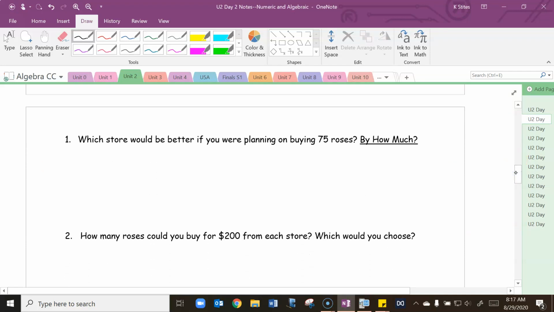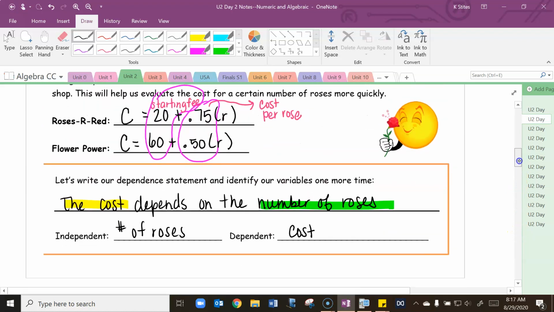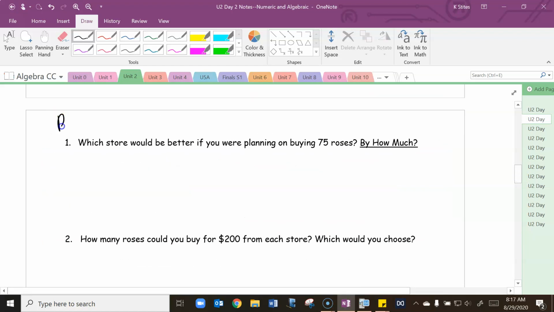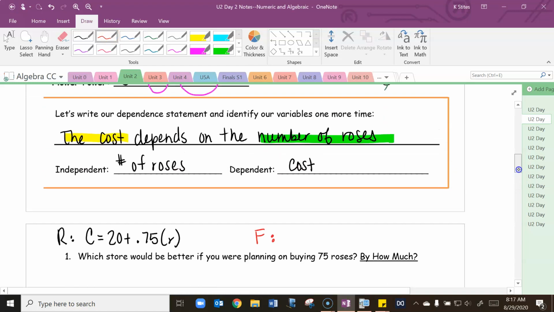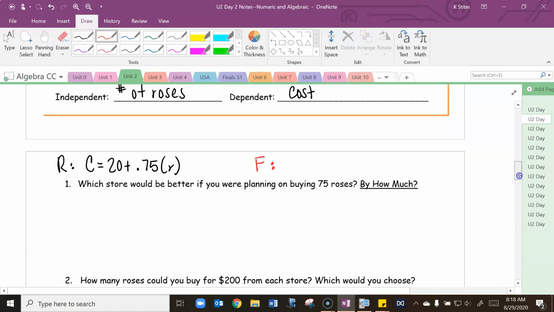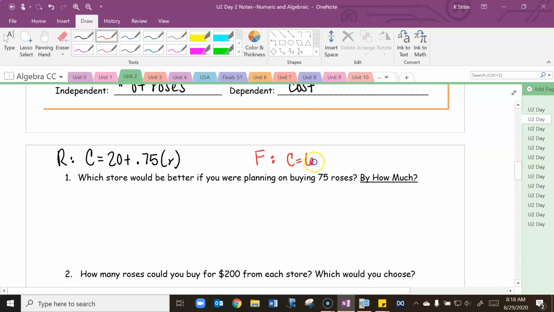Which store would be better if you were planning on buying 75 roses, and by how much? Well, now we're going to use that function rule, and I'm just going to rewrite what they are. Roses Are Red's function rule is C equals 20 plus 0.75R. And then we had Flower Power. Flower Power's function rule was C equals 60 plus 0.50R.